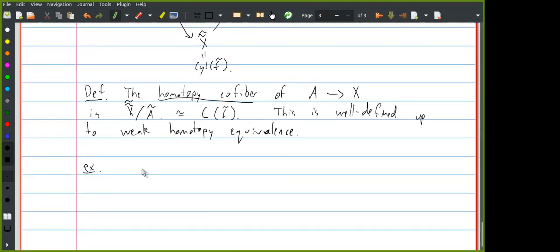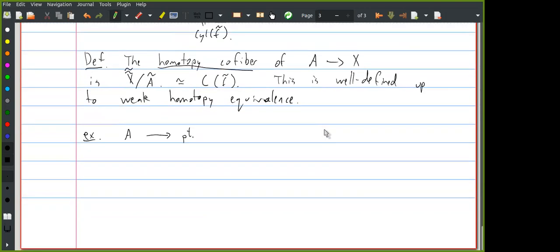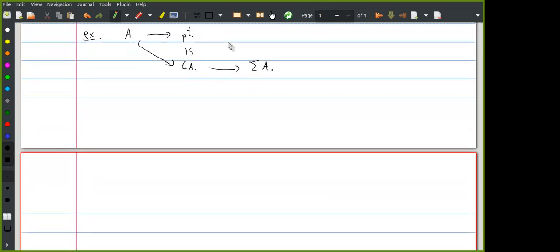So for example, the simplest example of this is where X is a point. So if we have A mapping to a point, the actual quotient of the point by A is just the point. But this is also equivalent to the cone on A. And if A is a CW complex, then the inclusion of A into the cone on A meets our criteria. So the homotopy cofiber of this map is the quotient of the cone on A by A, which is the same as the suspension of A. Okay, which is definitely not, in this case, equivalent to the literal cofiber, which is just a point.